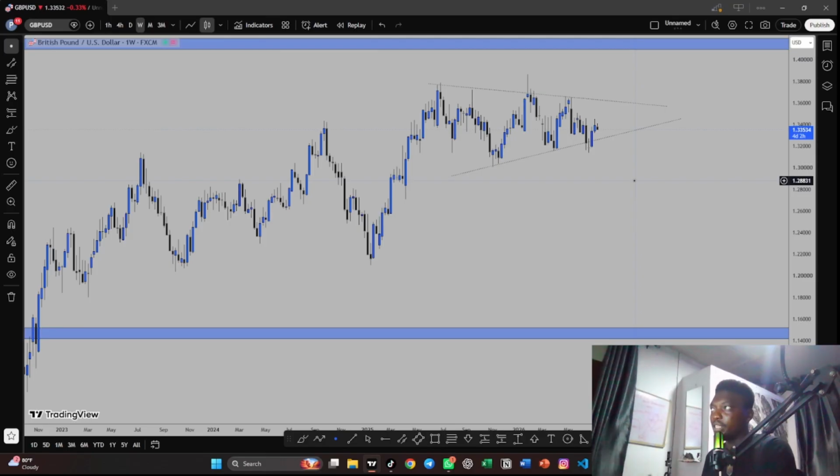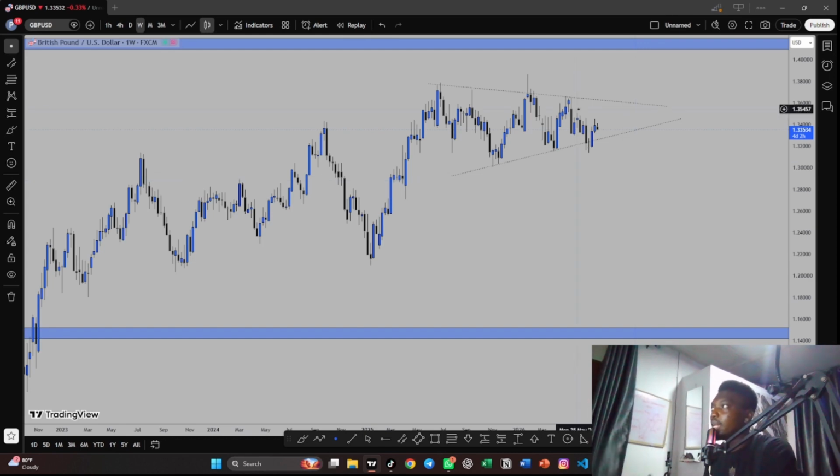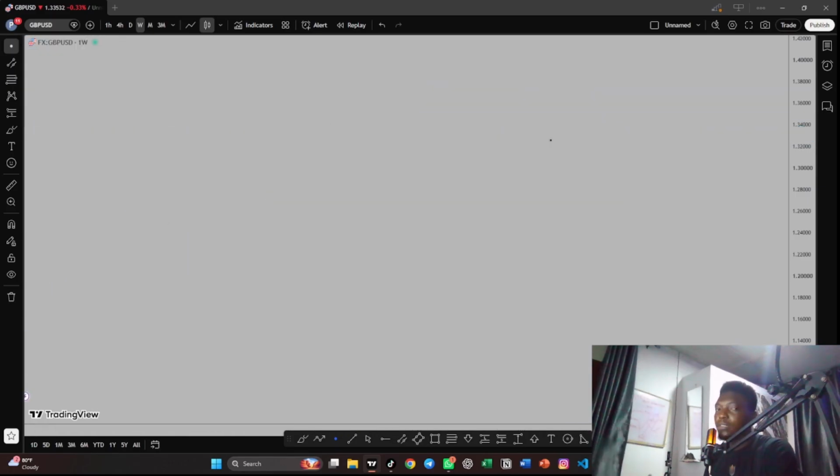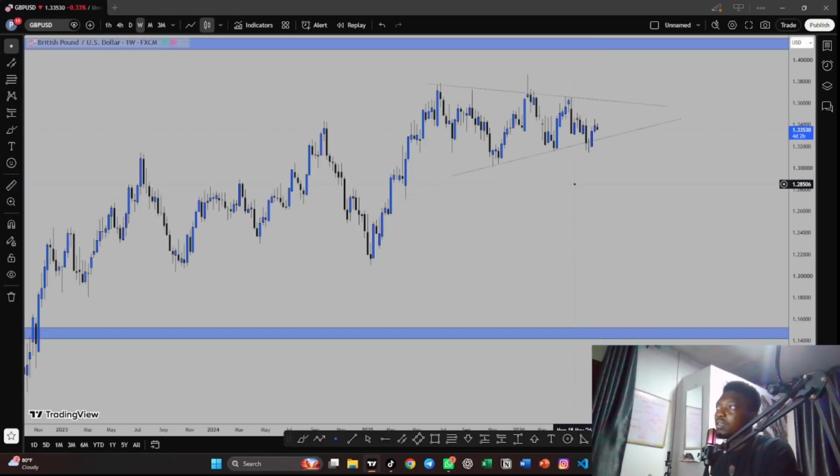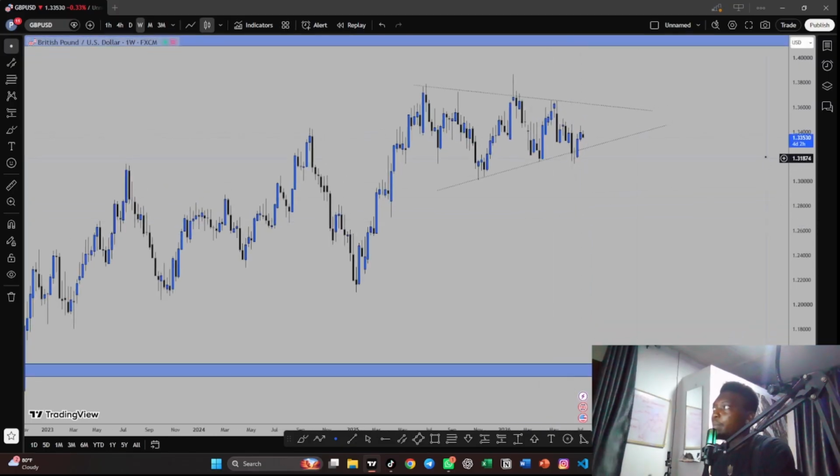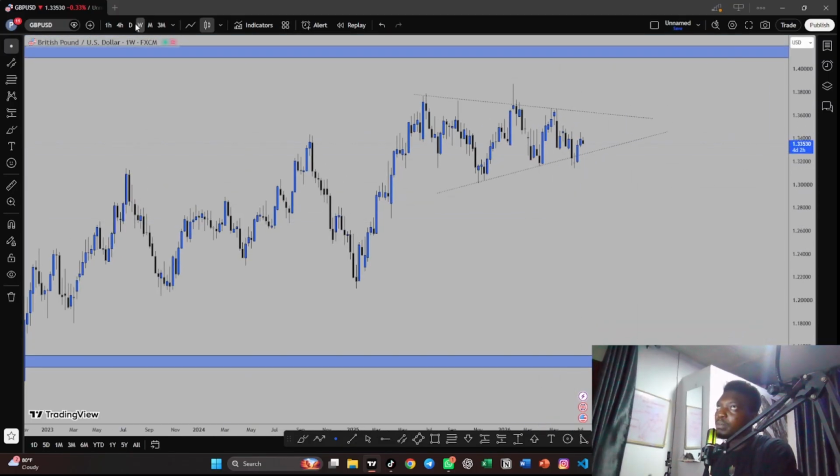If you are a day trader or a scalper, of course you can find opportunity. But with the way I trade, I have nothing to do with GBP USD for now, unless we break below or price tries to push higher. Either way, if neither of these happens, I'm not taking any position on GBP USD.